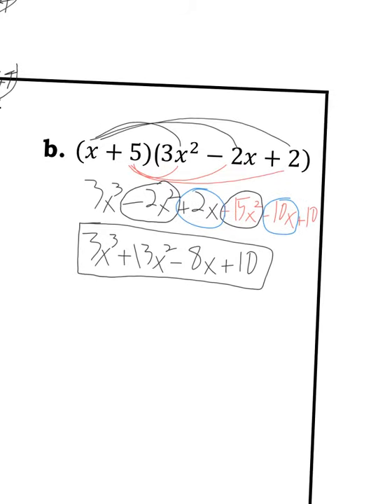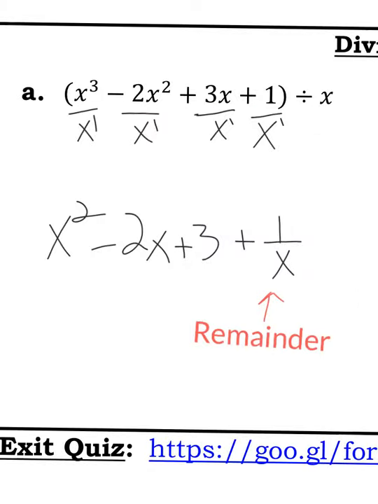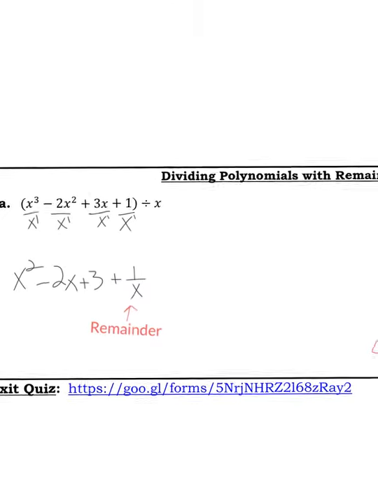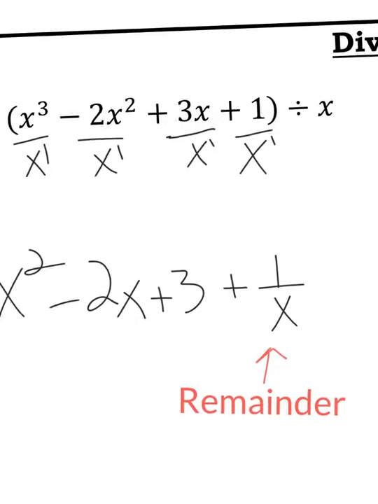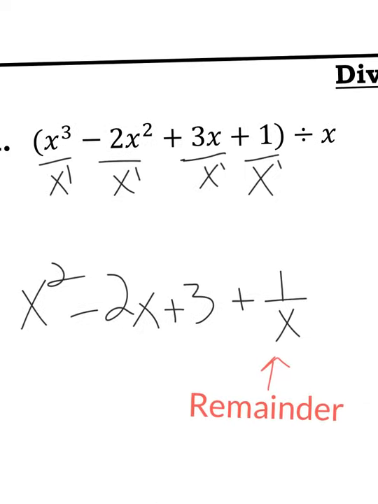So let's go on to the next section. Okay, so this section is dividing polynomials with remainders. So let me zoom back in. Well, what is a remainder? In part 1, we did some dividing with polynomials, but there was no remainder, okay? Like, this part wasn't there.